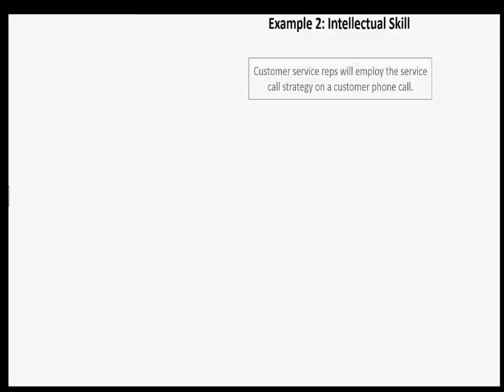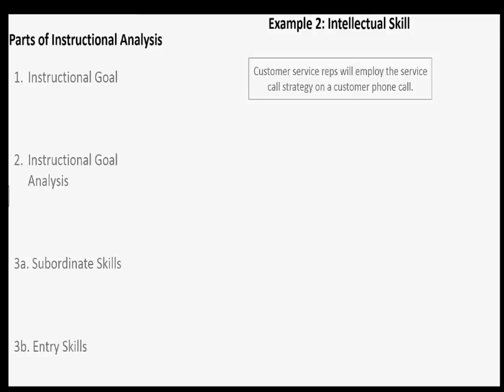So remember what the components of our analysis are going to be here. We've got the instructional goal. This is already here. We've got it. But we also want to do our goal analysis, our subordinate skill analysis, and our entry skills.